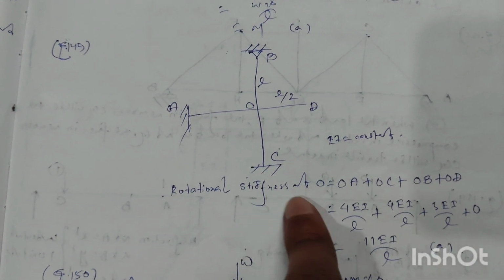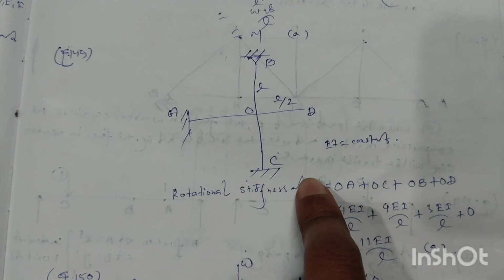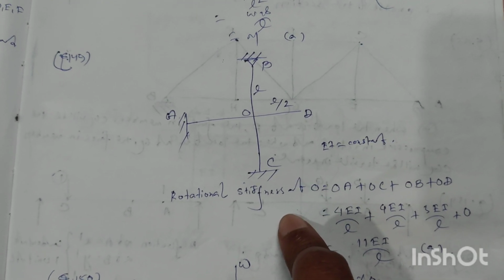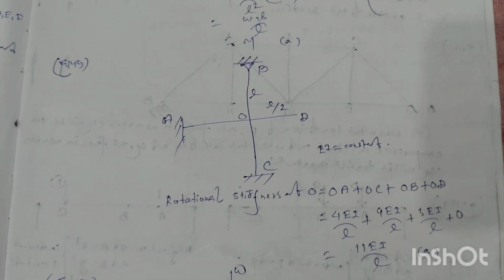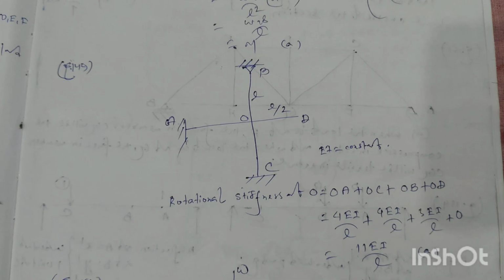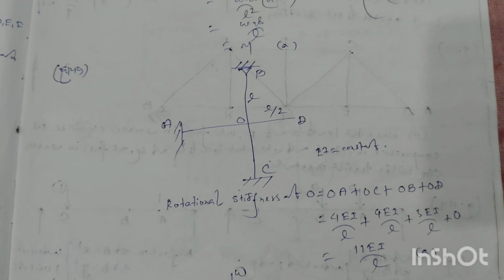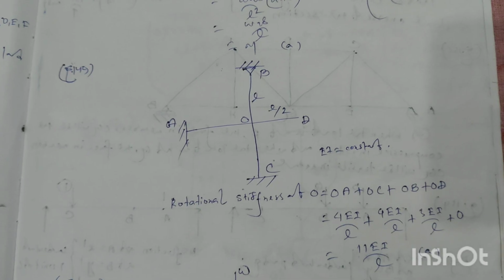Now rotational stiffness: when the far end is fixed, the rotational stiffness value will be 4EI by L, and when the far end is hinged, the rotational stiffness value will be 3EI by L for a beam, and when the far end is free, the rotational stiffness value will be 0.